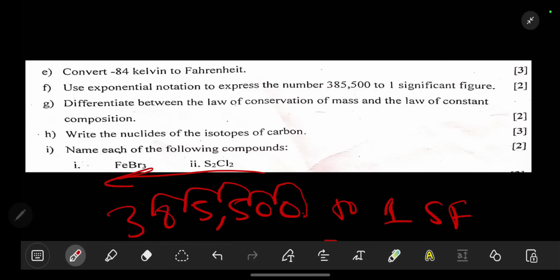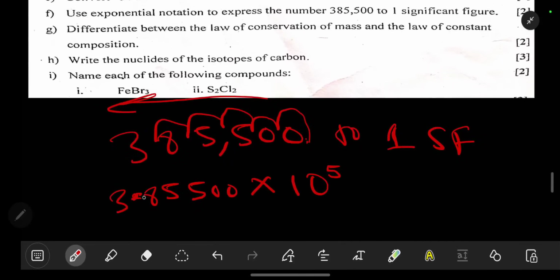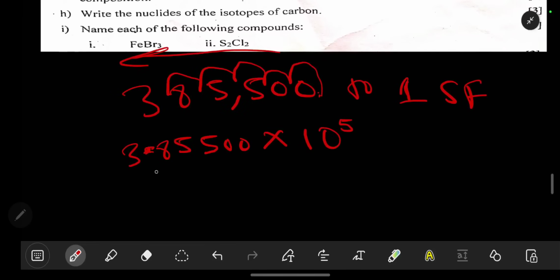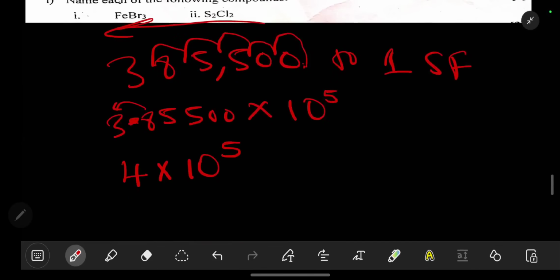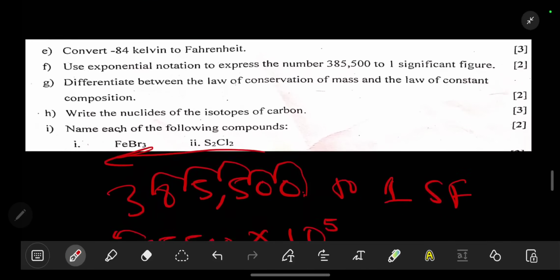Now, for one significant figure, this number is not in one significant figure. One significant figure means we should just have one number. So if this is 8, we will now be adding 1 to there. So it will be 4 times 10 to the power 5. So this is the value that we have. Now, you cannot write 4.0 times 10 to the power 5. This is two significant figures because a 0 at the end is considered to be significant in that sense. So let's move on to our next question.